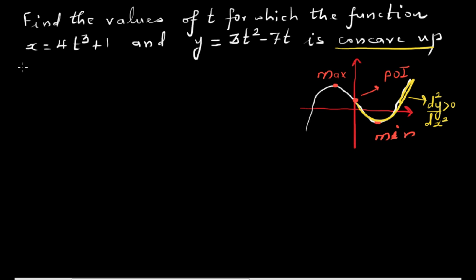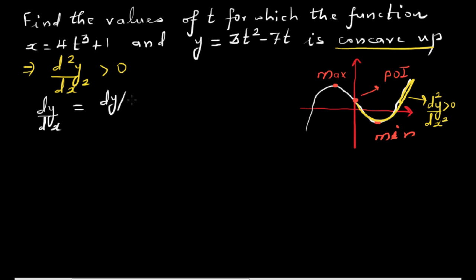So we have to find d squared y by dx squared, and that has to be greater than 0. To find the second derivative, you have to first find the first derivative. So let's first find dy by dx. dy by dx is dy by dt divided by dx by dt.